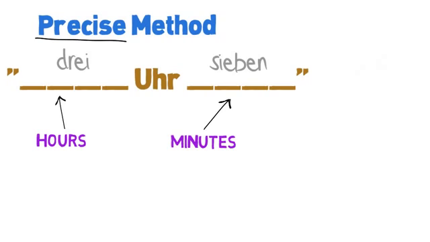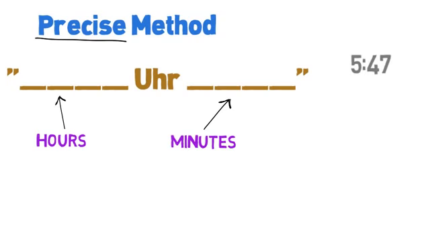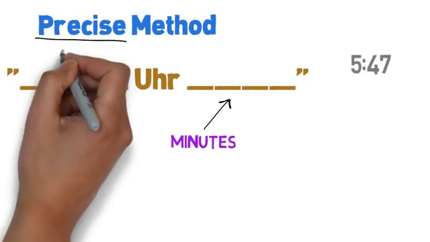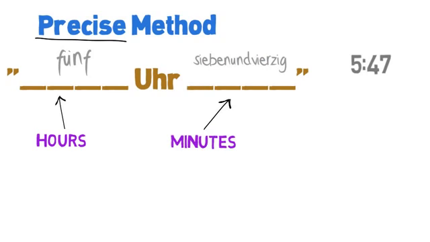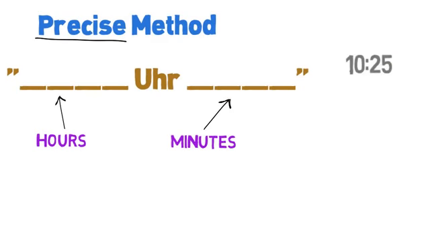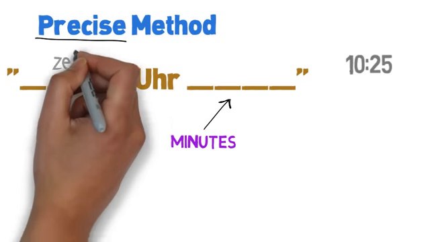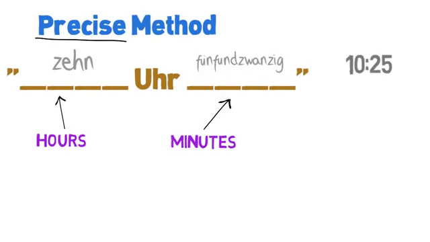Let's do another. If it were 5:47, you would use the hour number 5 and the minute number 47 to create 5 Uhr 47. If it were 10:25, you would again use the hour and minute numbers to say 10 Uhr 25.